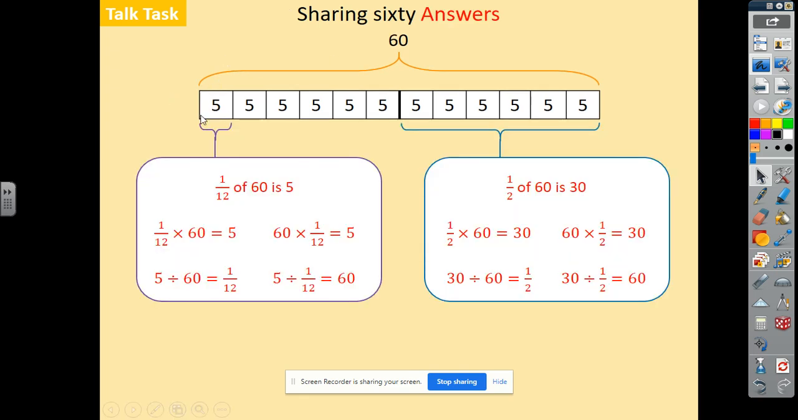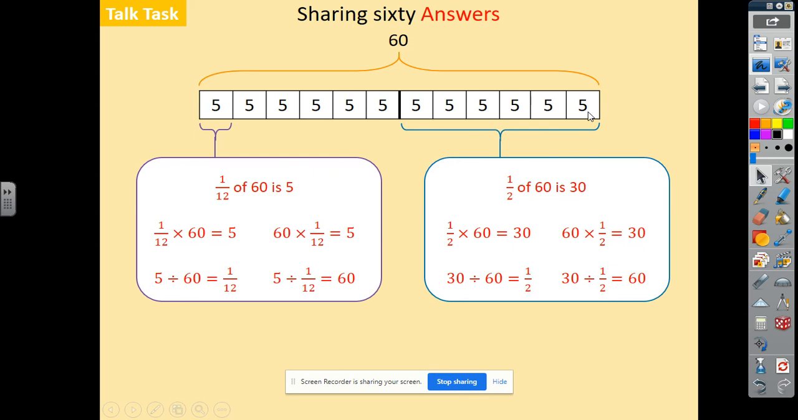You might have said, well, we knew that 1/12 of 60 is 5. And then obviously we could have written that in lots of different ways using our fact family. You may have also said, well, I know that that's a half here because it's a half of the squares. So a half of 60 was 30 because we would have said, well, 5, 10, 15, 20, 25, 30.